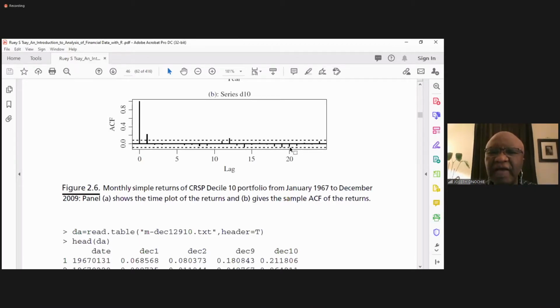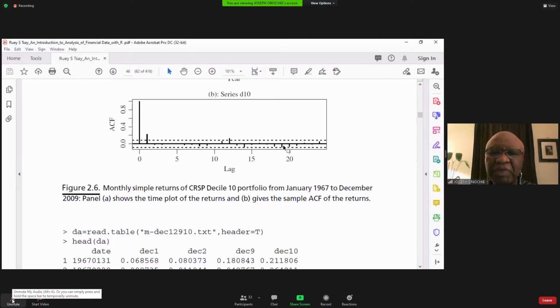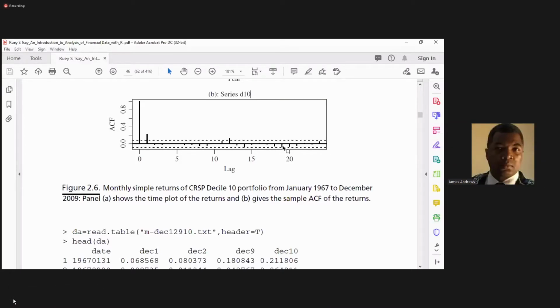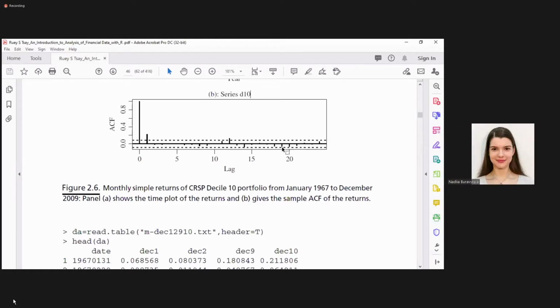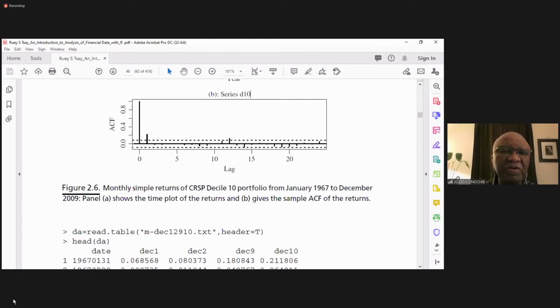At lag 19? Yes. Is this autocorrelation positive or negative at lag 19? It's negative. How do you know? Because it's below the line. Fantastic. It is below the 0 line. You see the 0 line, the dashed one, okay? And then this one, lag 1 to 12, is not.